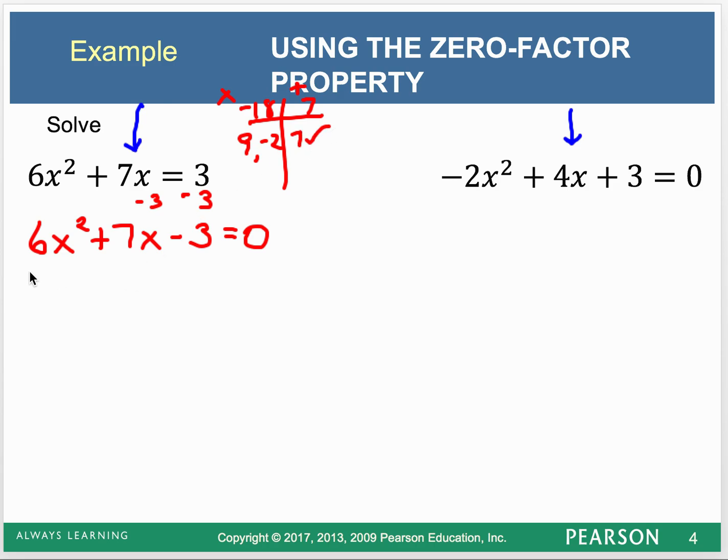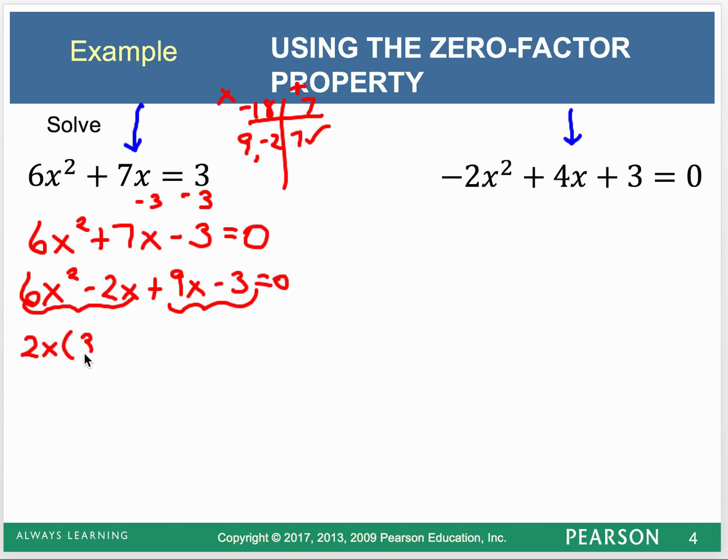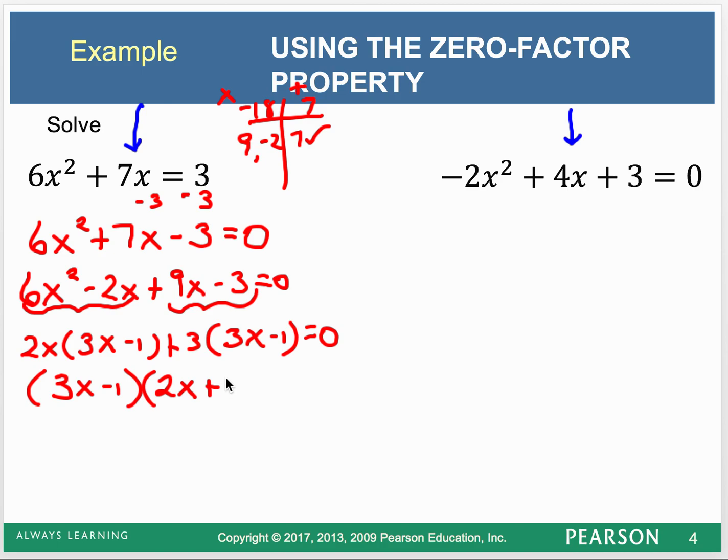That means we can rewrite this problem. There's also a shortcut if you're interested in that. We can rewrite this problem as 6x squared minus 2x plus 9x minus 3, and then factor it by grouping. So factor out 2x, that leaves 3x minus 1. Factor out a 3, that leaves 3x minus 1. Whatever your factoring method is, eventually you should have 3x minus 1 times 2x plus 3.